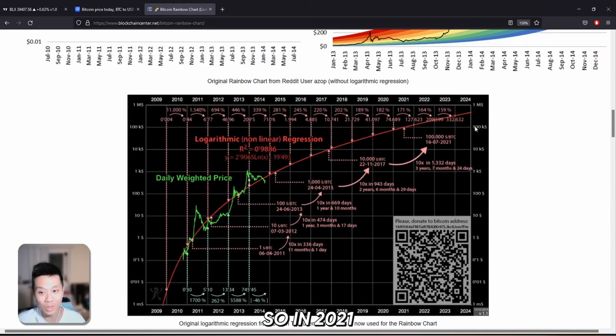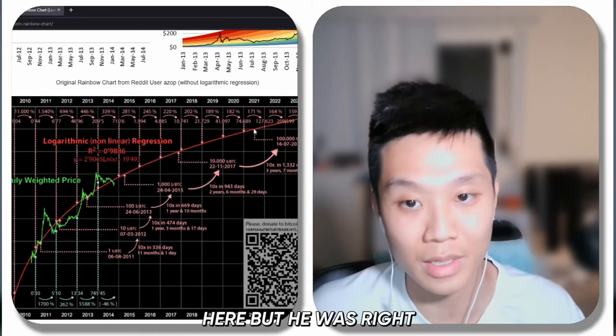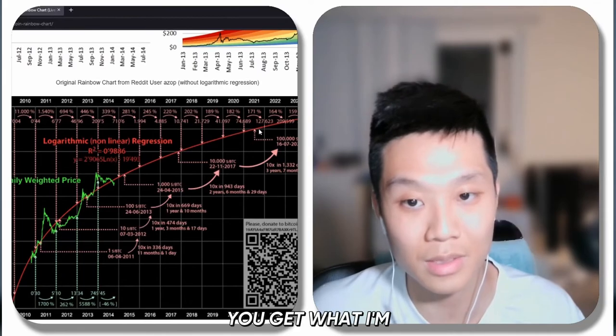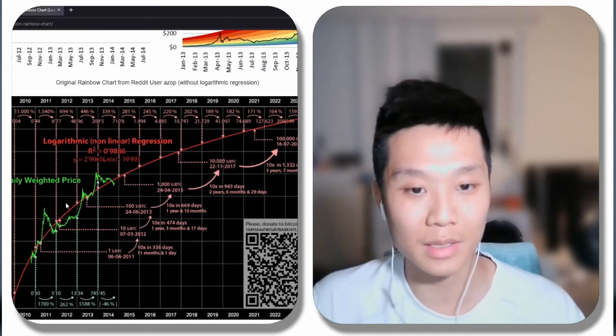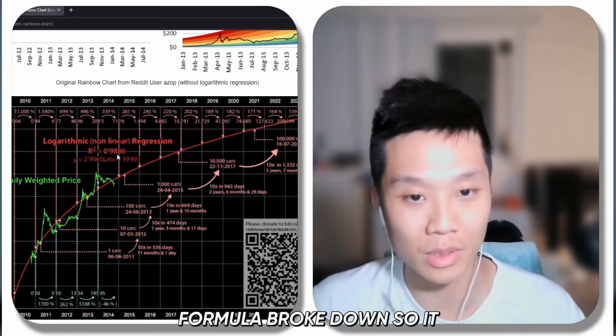But given his extrapolation, he was right all the way up until 2021. So in 2021, we never hit 100K, if you notice right here, but he was right all the way up until that point. You get what I'm trying to say? Yeah, I understand. So essentially his formula broke down, so it needed to be remodified.